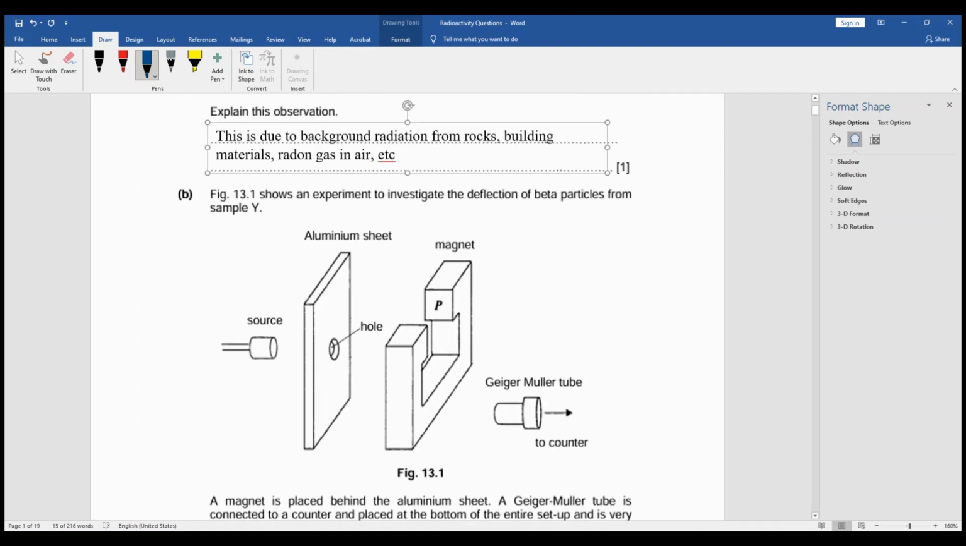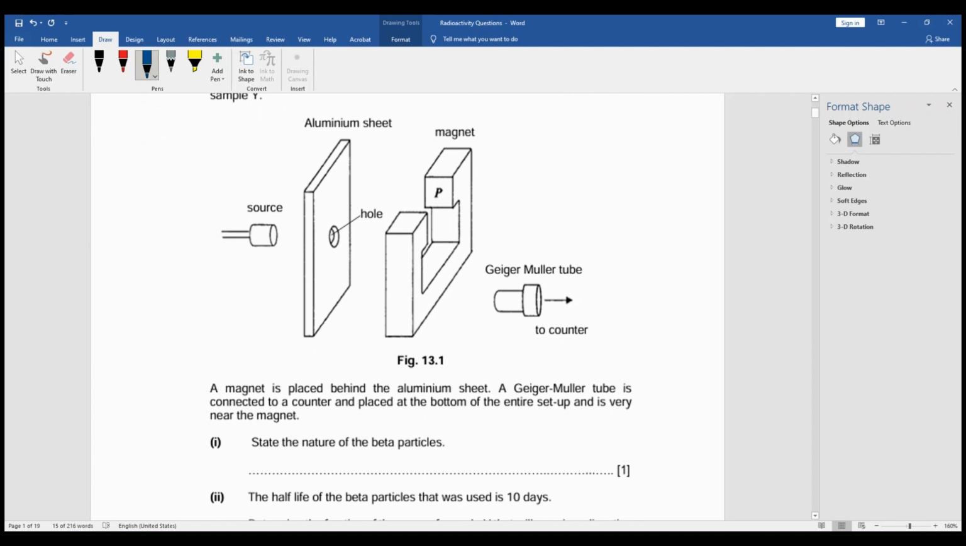Okay, next question. It shows an experiment to investigate the deflection of beta particles from sample Y. And we have this source coming through an aluminum sheet with a hole, and it passes through this horseshoe magnet. And the Geiger-Müller tube is actually at the bottom.